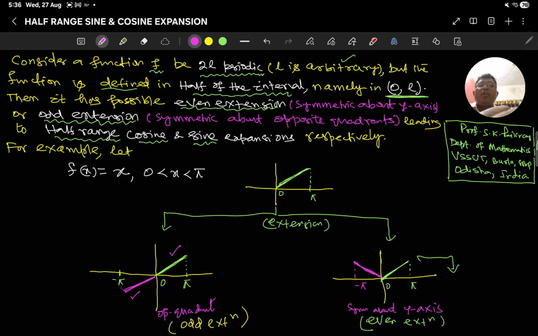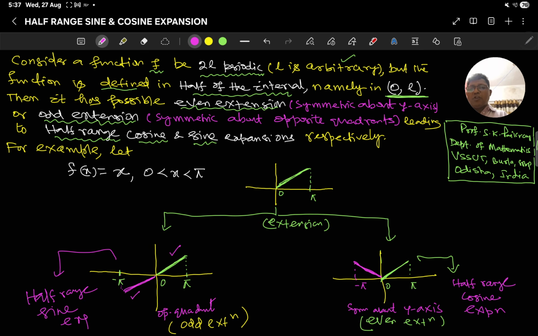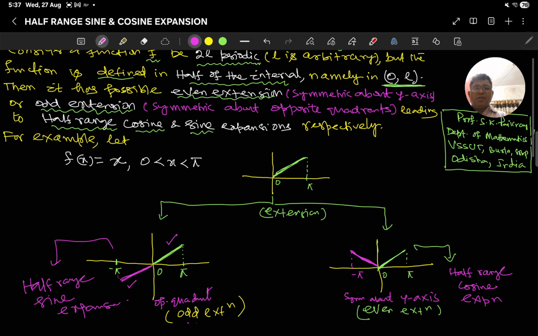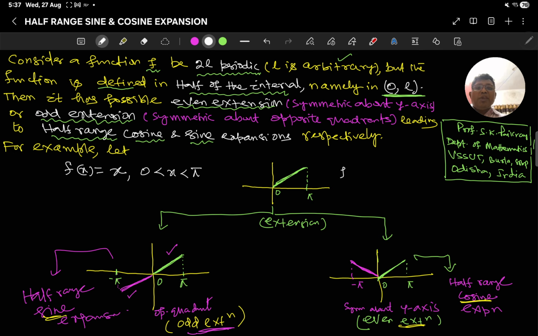So this will lead to the half range cosine expansion, and the odd extension will lead you to the half range sine expansion, and the even extension leads you to the half range cosine expansion. So now what is my given function?